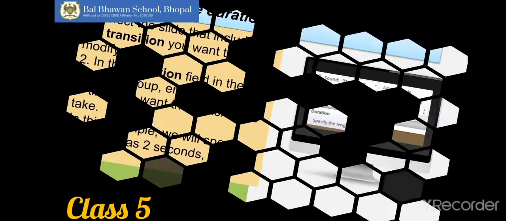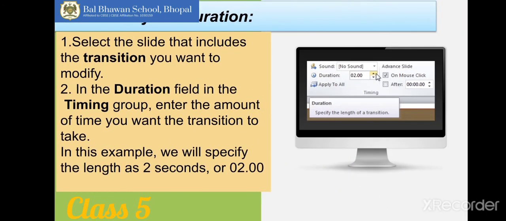Modifying slides. To modify the duration of the slide, select the slide that includes the transition you want to modify. In the duration field in the timing group, enter the amount of time you want the transition to take. For example, if you see this window over here, we will specify the length as 2 seconds in the duration box.